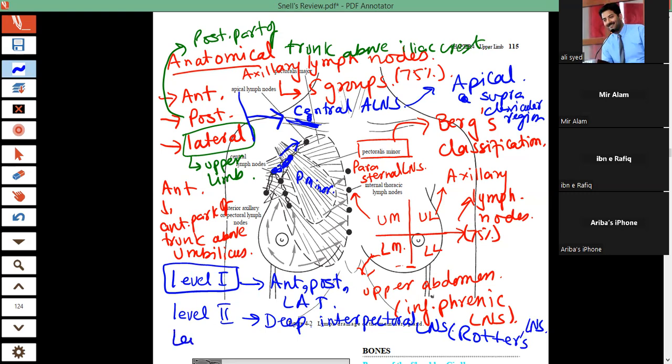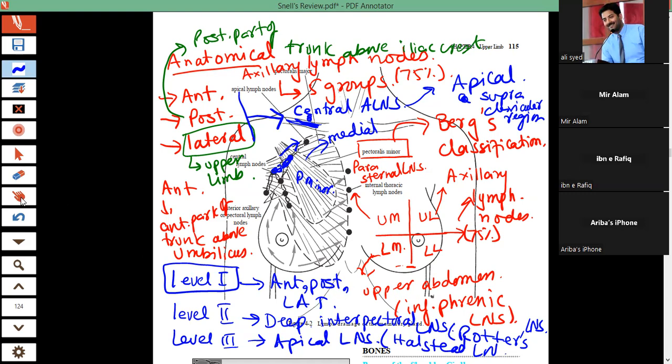Third one is your level 3 lymph nodes, which are medial to your pectoralis minor muscle. And which lymph nodes are those? Those are your apical lymph nodes. And apical lymph nodes are also known, according to the author's name, as Halstead lymph nodes. So these lymph nodes are very, very important.